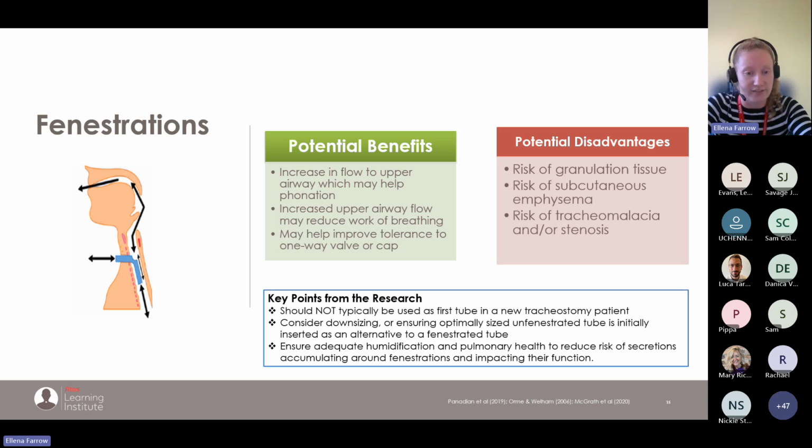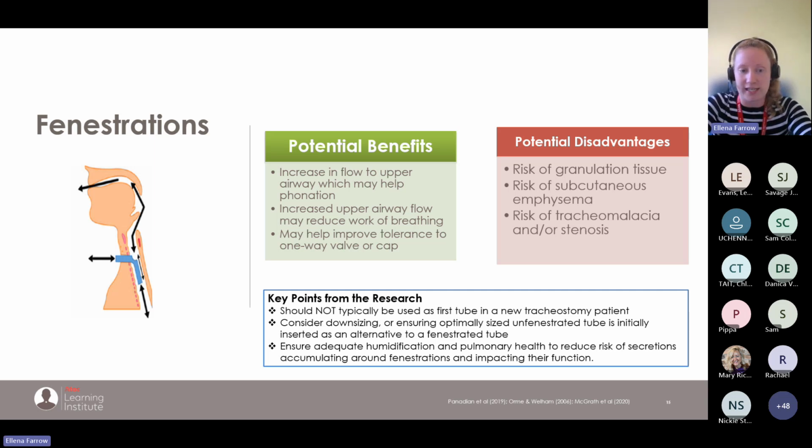But there are also disadvantages, and those include things like risk of granulation tissue accumulating, risk of tracheomalacia or stenosis, and the risk of subcutaneous emphysema, especially with your patients that are being ventilated at high pressures. There can be a risk of the air moving between the inner tube and the outer tube and then escaping through the fenestrations of the outer tube into the tissues.